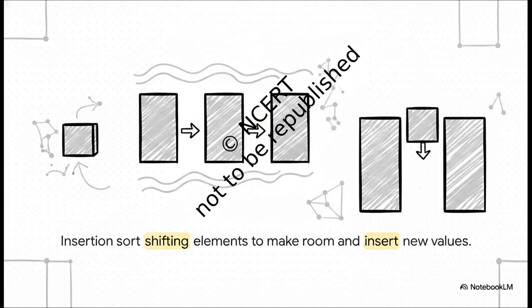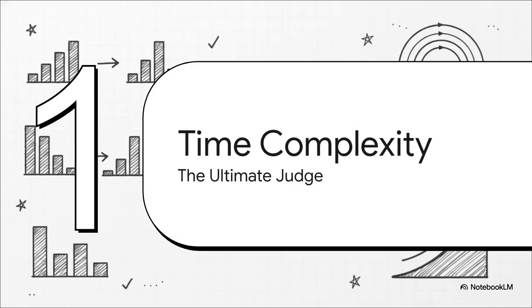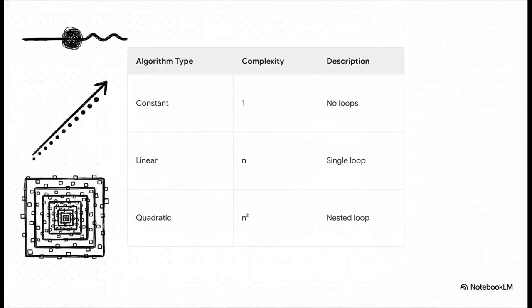But all 3 methods do sort the list, so how do computer scientists actually judge which one is best in the real world? That brings us to Section 5, the ultimate judge, time complexity. They look at time complexity. They want to know, does the processing time stay constant, scale linearly, or completely explode quadratically as the dataset grows?